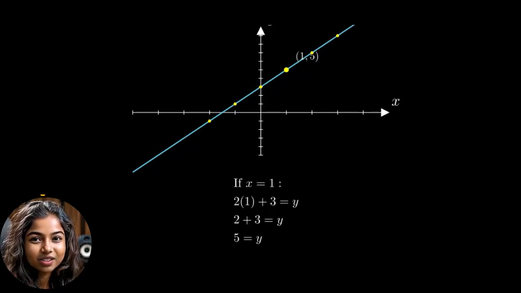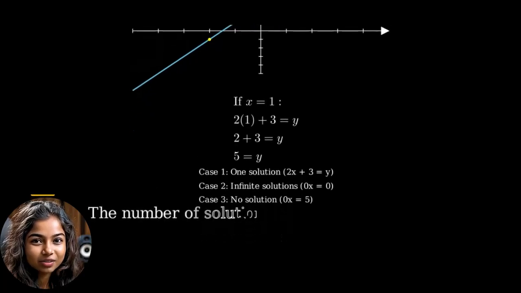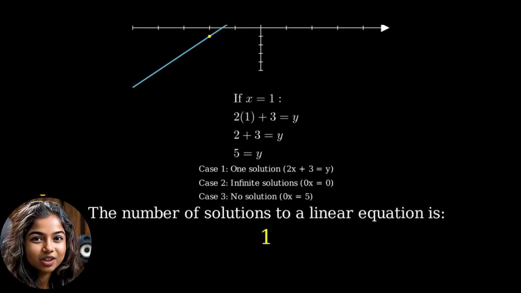There are 3 important cases to understand about linear equations. First, a normal linear equation like we just saw has exactly one solution. Second, if we have something like 0x equals 0, we get infinitely many solutions. This is called a dependent equation. And third, if we have something like 0x equals 5, we get no solutions. This is called an inconsistent equation. However, in standard form, where a is not equal to 0, a linear equation will have exactly one solution. Therefore, the correct answer to our question is D, 1.